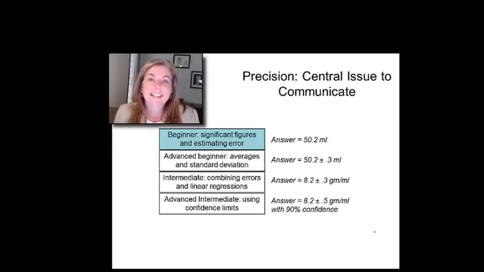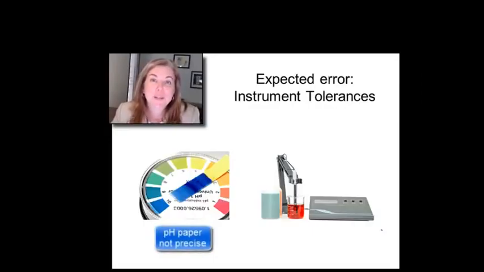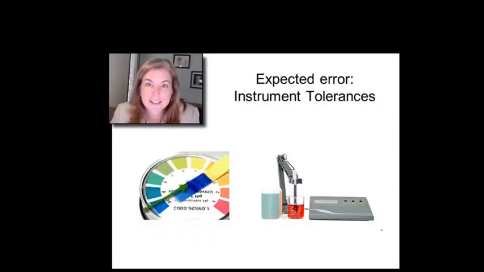We're going to learn a lot more sophisticated ways of characterizing error, but I wanted to start with the simplest zeroth order way of thinking about error and estimating it, for example, if you were given a procedure. To do that, we have to understand instrument tolerances. And so what I show you here are two examples of how to measure pH. Both of them use instruments. The one on the left costs about $7 and the one on the right costs about $500.